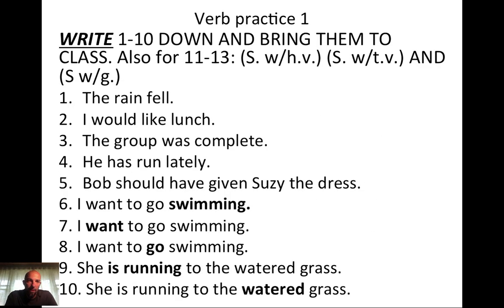That's it. Here's the work you've got to do. Write down the sentences for 1 through 10. Just write them down exactly as they are and bring them to class. Also, for 11, 12, and 13, you'll notice there isn't an 11, 12, and 13. It only goes 1 through 10. For 11, I want you to write a sentence with a helping verb. For 12, write a sentence with a transitive verb. And for 13, write a sentence with a gerund. That's your homework to bring to class.